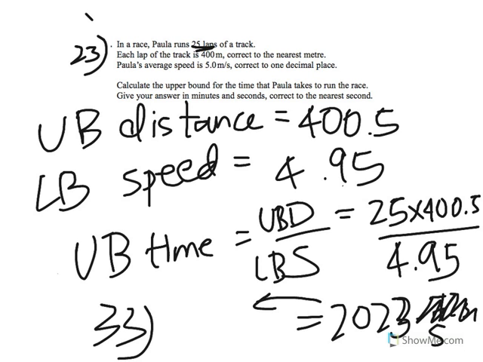And now, how many seconds are there in 33 minutes? 33 times 60. So 1980 seconds in 33 minutes. So all you got to do is 2023 minus 1980, and you're going to get 43 seconds. So 33 minutes and 43 seconds. I'm expecting that you know how to do this. This is really simple stuff.